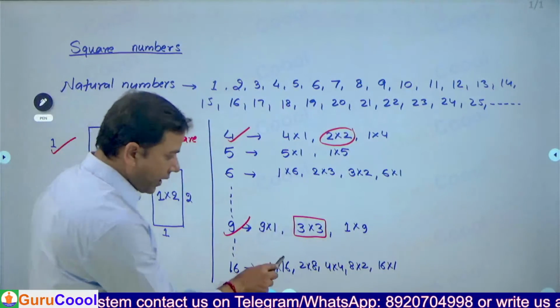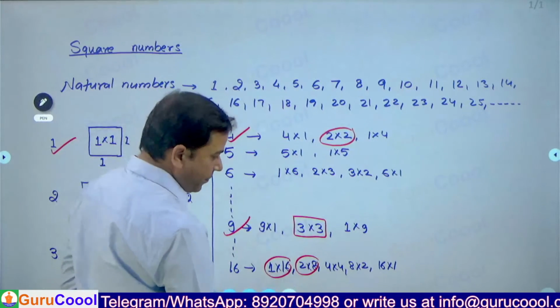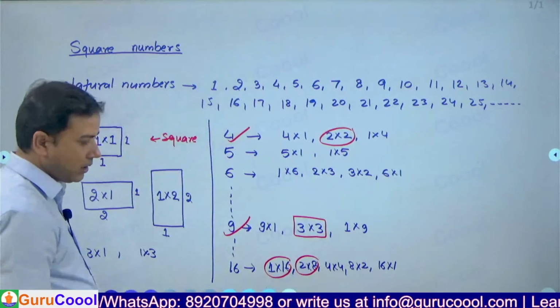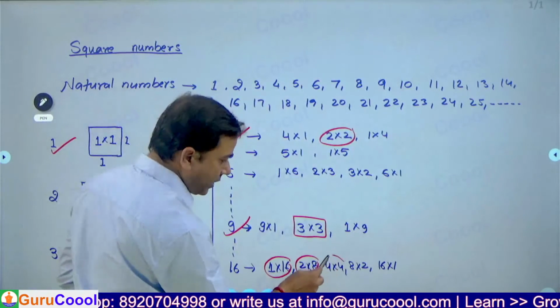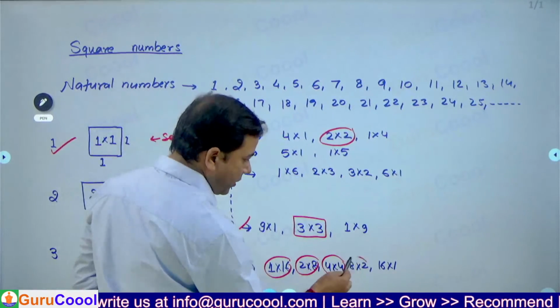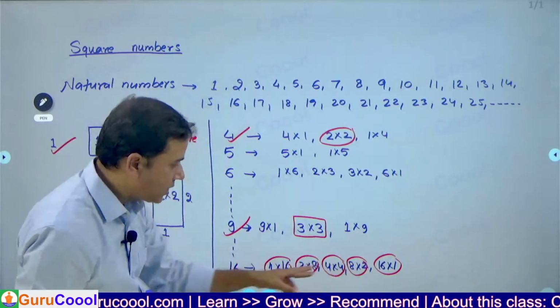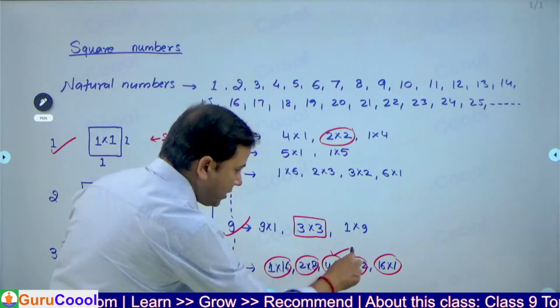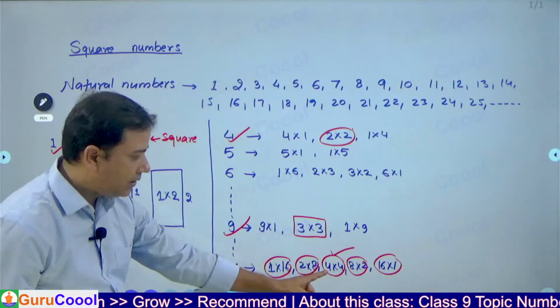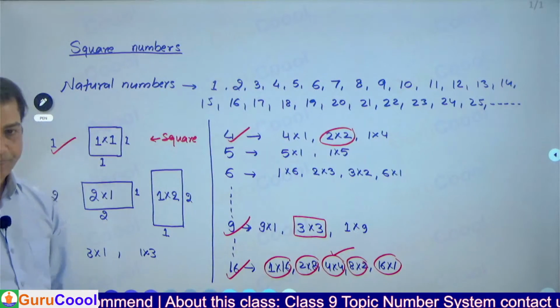So this one is a rectangular presentation, this one is a rectangular presentation, because length and breadth are different, they are not same. But in this case here, length and breadth are same. This is rectangular, this is rectangular. Okay, so there are total 5 presentations, out of which one is a square presentation because length and breadth are same. So yes, 16 is a square number as well.